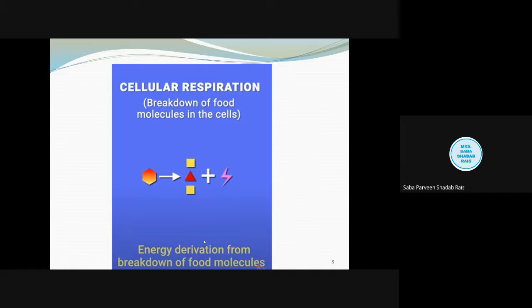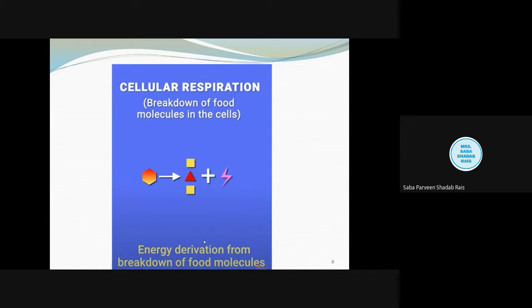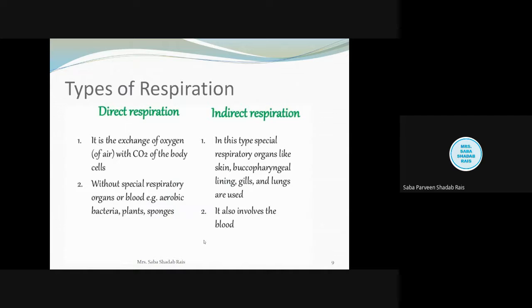So we have learned the process of respiration. We have seen the three mechanisms by which respiration occurs: external respiration, in which we just breathe; then internal respiration, where gaseous exchange occurs between lung, blood, and body cells; and cellular respiration, where the energy is derived by oxidation of food within the cell to liberate the free energy. Now we will learn the types of respiration. Now see children, here the respiration is not necessarily the same in all organisms.